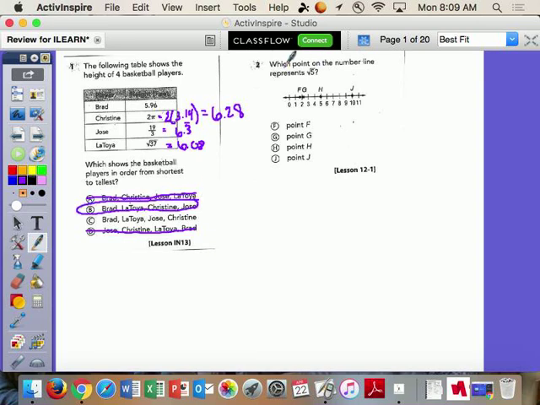Alright? For number 2, again, on your calculator, you have a square root button. Take the square root of 5. Where does it fall between? Which 2 numbers? 2 and 3. The only one that falls between 2 and 3 is G. Alright?